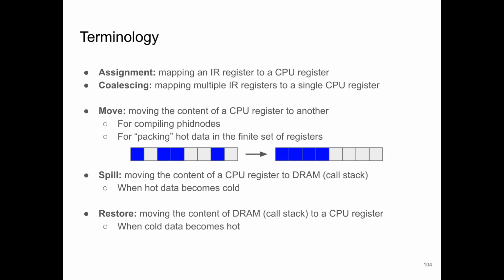Okay, and we are going to discuss the concept of a spill. The spill is basically moving the content of a CPU register into DRAM. And usually, we are going to move the CPU register into the call stack that is residing in the DRAM. So the spill happens when some hot data in the CPU registers becomes cold at some point of time. If this is the case, we just kick the CPU register into the DRAM, moving the data out of the registers.